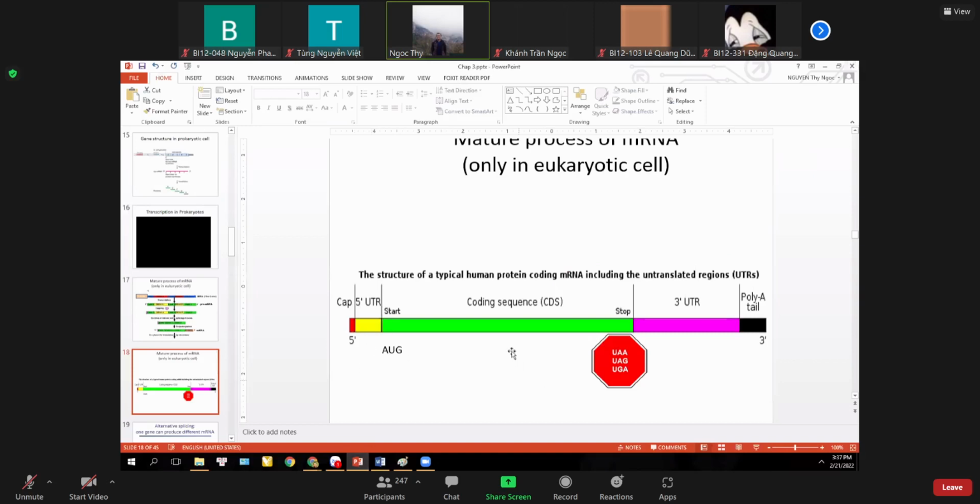So, the structure of the mRNA here: we have the 5' UTR and the 3' UTR. This is the position of +1, the transcription starting site, and this is the start codon. All the region in here is the 5' UTR.